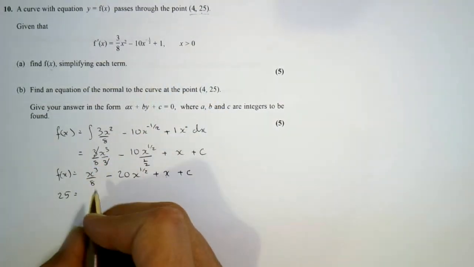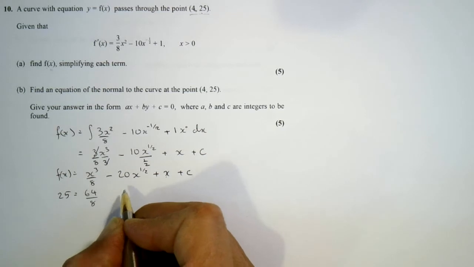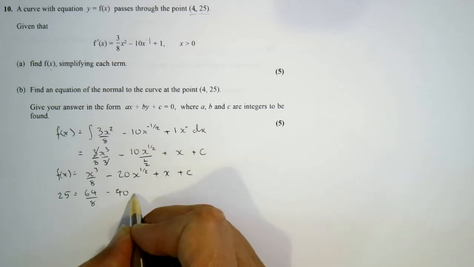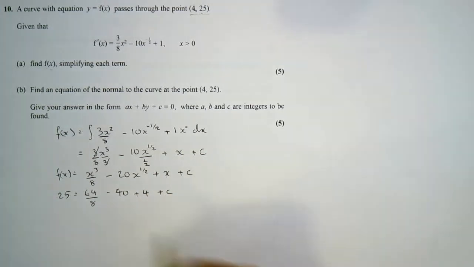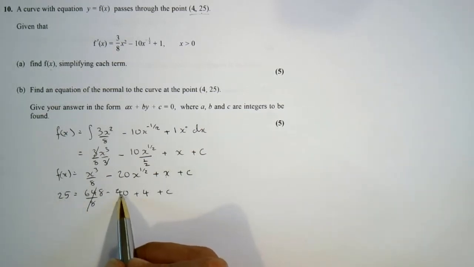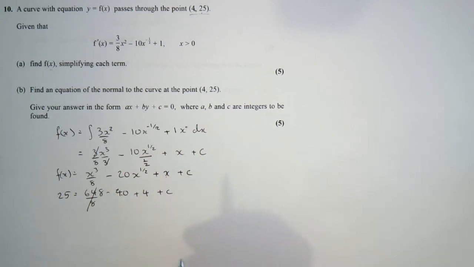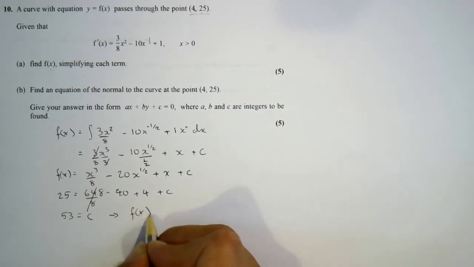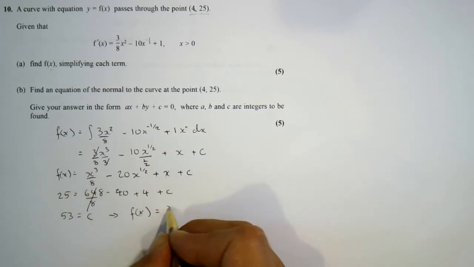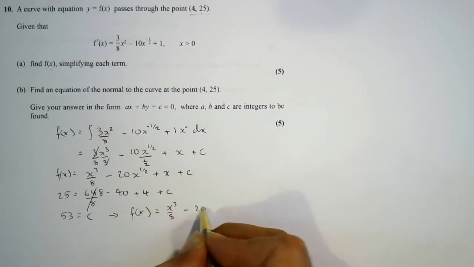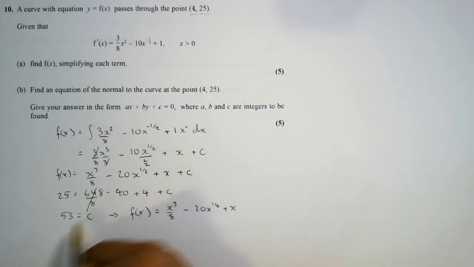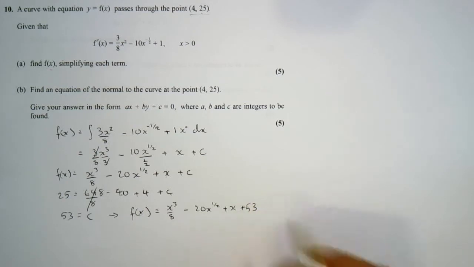So 4 cubed is 64 divided by 8. Root 4 is 2, plus 4 plus c. So 64 divided by 8 is 8. So 25 add 40 is 65. Take away 8 and 4 is 53. Which means that f of x is equal to, let's copy this bit out, x cubed over 8, take away 20 root x, plus an x, plus c, but we can sub the value of c in now, so plus 53. Done.